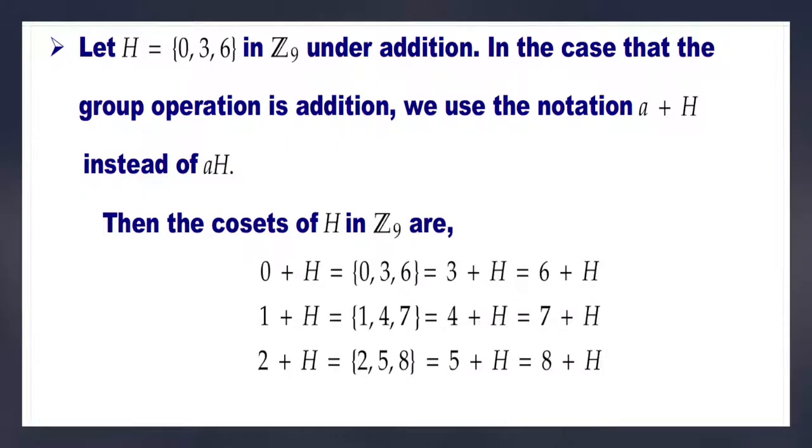Let H be the set {0, 3, 6} in Z9 under addition. In the case that the group operation is addition, we use the notation a plus H instead of aH. Then the cosets of H in Z9 are 0 plus H equal to the set {0, 3, 6}, equal to 3 plus H, equal to 6 plus H. 1 plus H is equal to the set {1, 4, 7}, equal to 4 plus H, equal to 7 plus H. The set 2 plus H is equal to the set {2, 5, 8}, equal to 5 plus H, equal to 8 plus H.